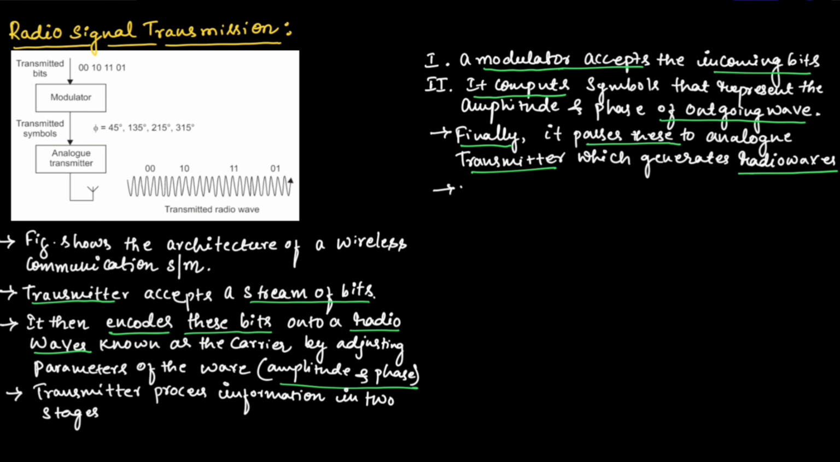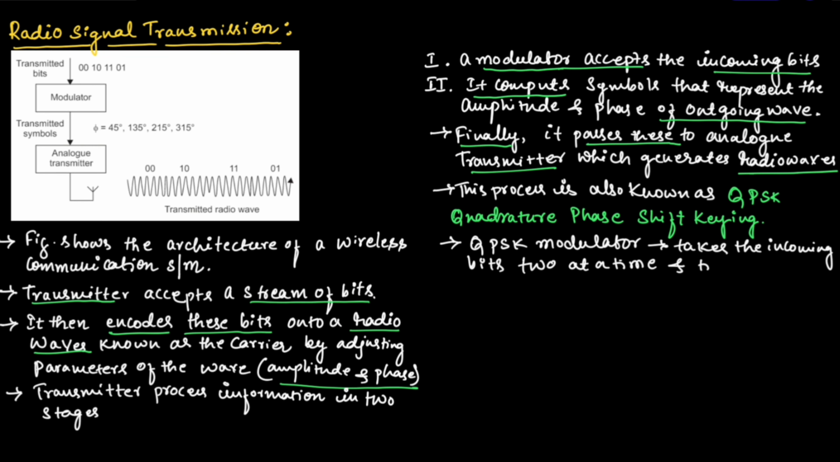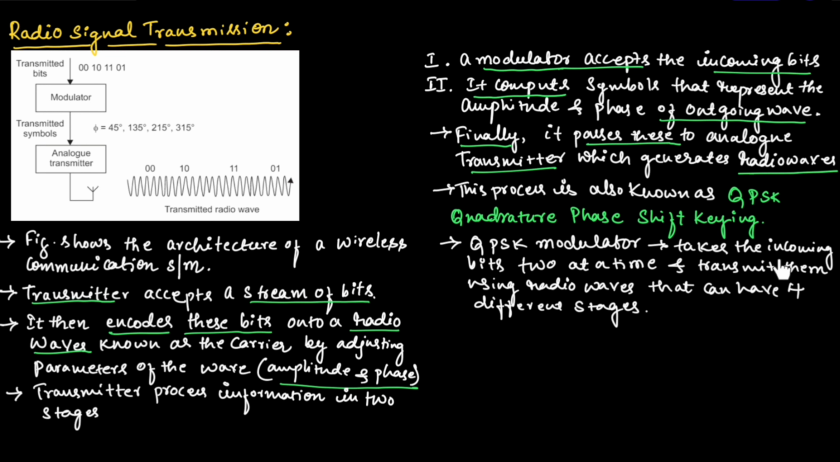This process is also known as QPSK, which is quadrature phase shift keying. Here a QPSK modulator takes the incoming bits two at a time and transmits them using radio waves that can have four different phases.